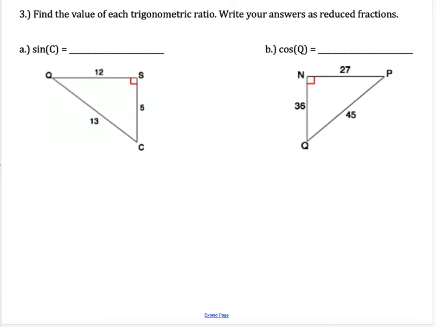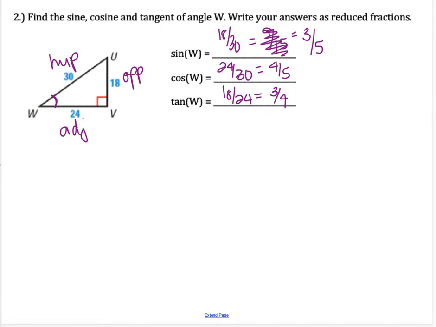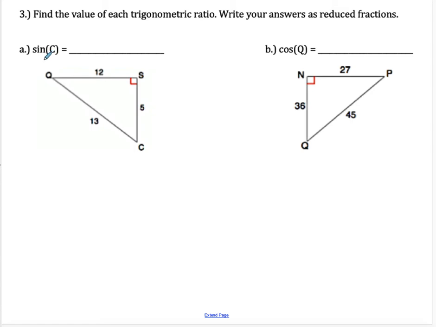So this is what we want to be able to do today. Not necessarily write all three fractions every time, but just have a problem that looks like this. On example 3a, what's the sine of C? Find C on your triangle, label your hypotenuse, your opposite, and your adjacent, and then write the fraction. Sine. What is sine? What two sides? Ratio, opposite, and hypotenuse. Good. Whenever you see sine, I want you to say SOH to yourself. So we're going to write 12 over 13.